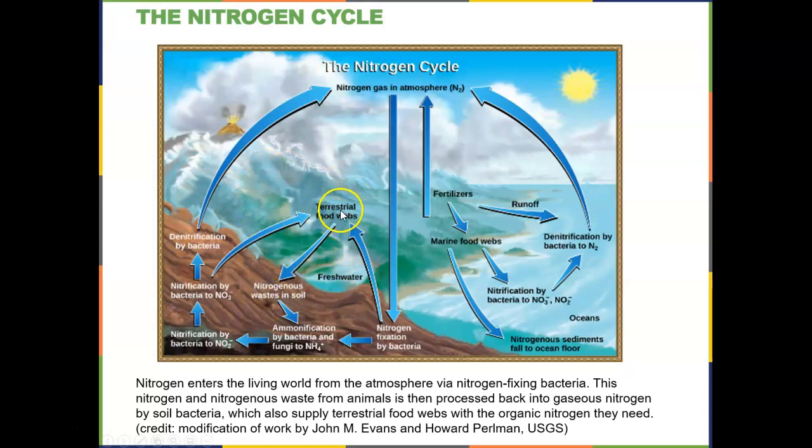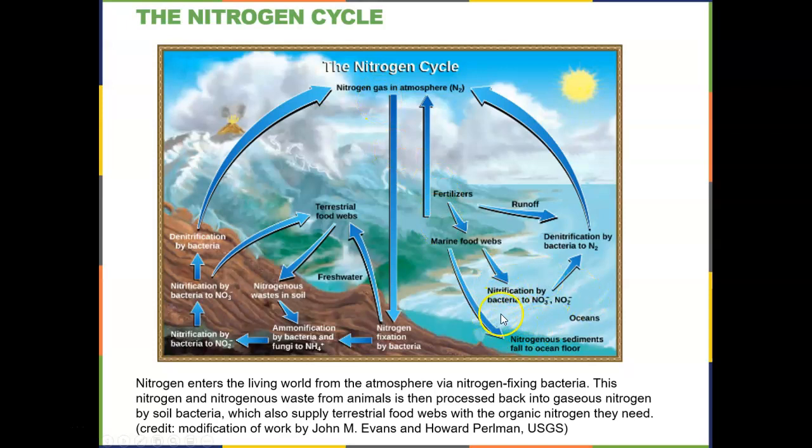When plants and animals die or form nitrogenous wastes, those go back to the soil. Then we have a group of bacteria which can break down those nitrogenous wastes and convert them back into nitrogen gas. So a few different steps, all by bacteria. All of this is done by bacteria, and this forms the major movement of nitrogen.